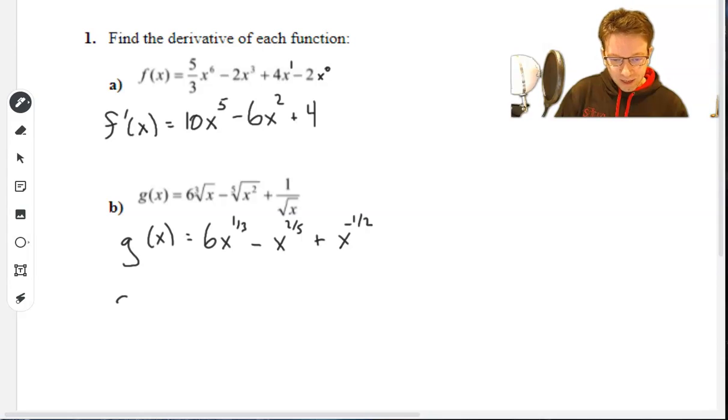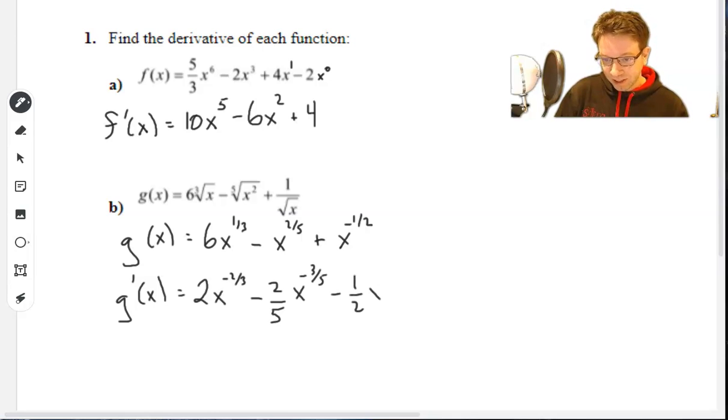So now g prime of x, or derivative, multiply it by 1/3, so it's 6 times 1/3, right, which is just 2. X, subtract 1, so 1/3 minus 1 would be minus 2/3. Minus, so multiply by 2/5. And subtract 1, so we get minus 3/5. And then multiply by half, so we get minus 1/2. And subtract 1, we get minus 3/2.